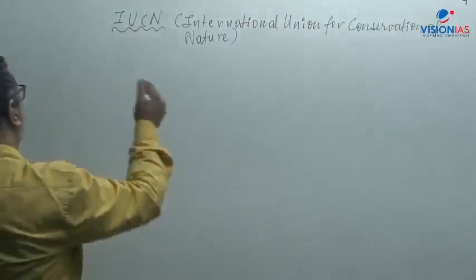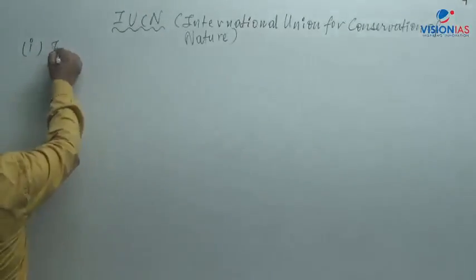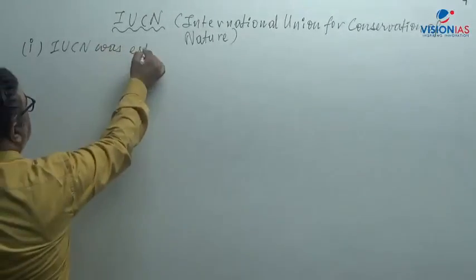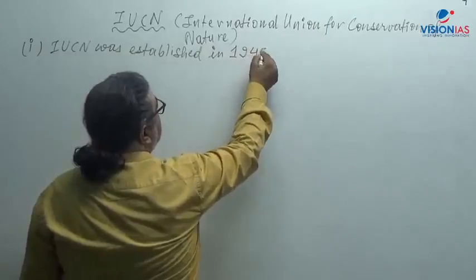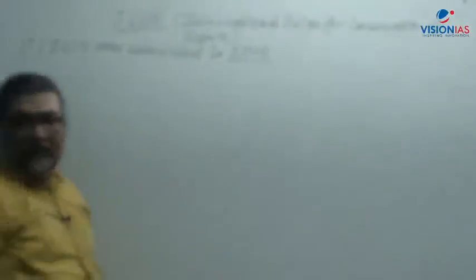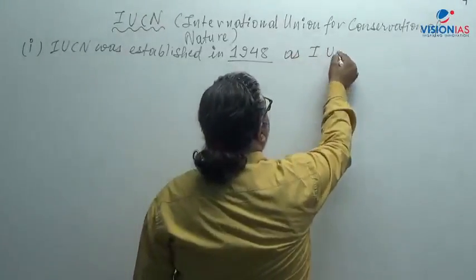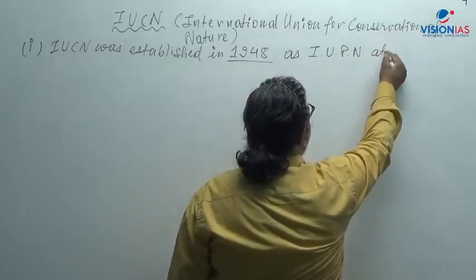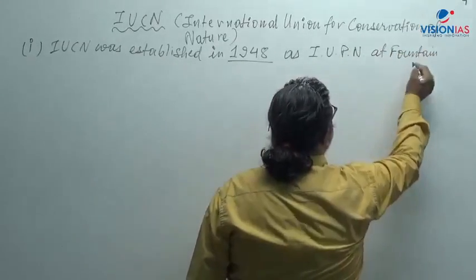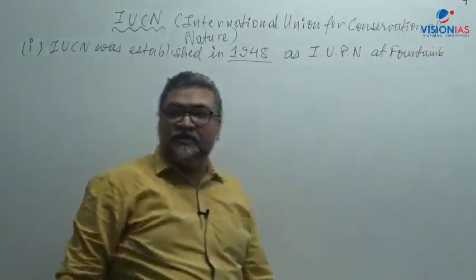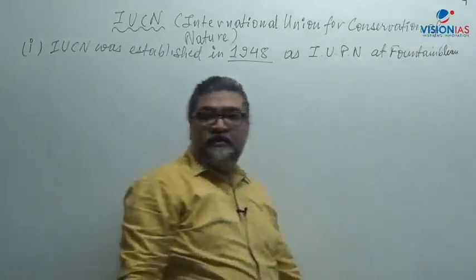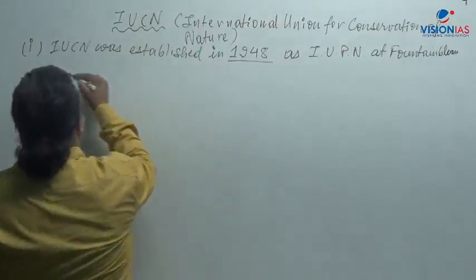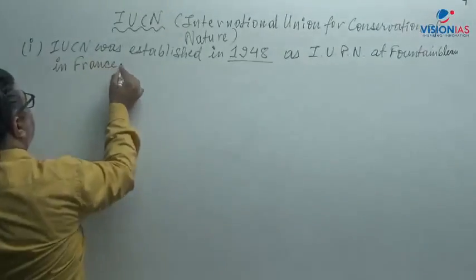International Union for Conservation of Nature is a global environmental organization. So let me write the point here. IUCN was established, you can write this point in your note copy, in 1948. At that time it was called IUPN, International Union for Protection of Nature. At a place called Fontainebleau in France, in 1948, this organization was formed, which was later renamed as IUCN.